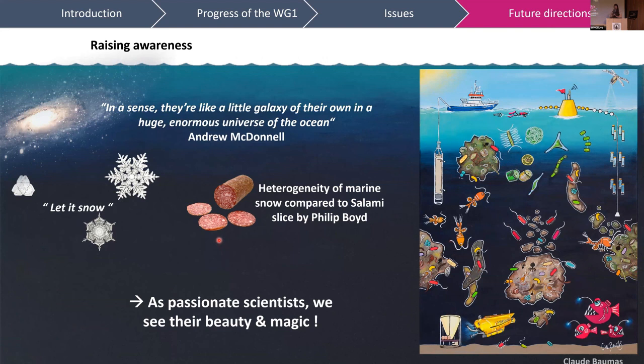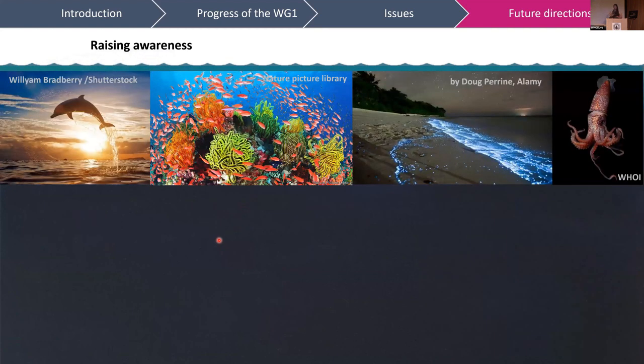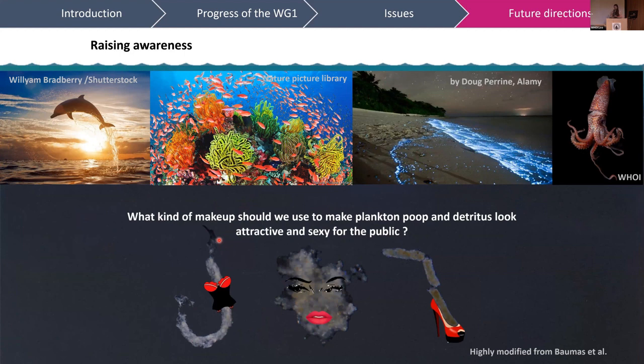Before my conclusion, I would like to raise a last issue, which is a bit far from what I have presented, but still important. Sharing our science with the public is a part of our job. Regarding particles, they have been compared to galaxy or marine snow, which are magic, and even to salami by Phil Boyd, which is kind of magic as well. We are passionate scientists, so it's easy for us to see the beauty in particles. However, we are in competition with other topics that inspire our visual sense and raise curiosity. So my question is, how do you make plankton soup attractive and sexy for the public?